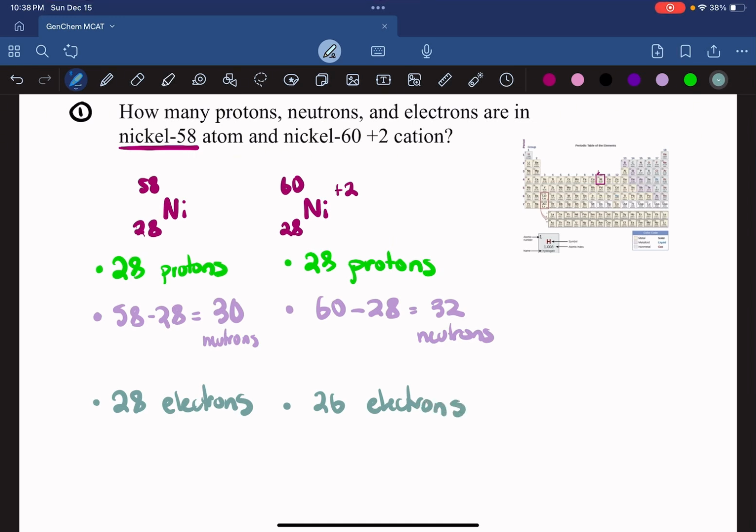And why did I subtract? I subtracted because there is a positive charge. And remember, electrons are negatively charged. So when you're making an atom more positive, you're losing some of its negativity, right? And what causes that atom to be negative? It's electrons. So you're losing electrons. So nickel-60 with a +2 charge has 2 fewer electrons. And so we subtract 28 minus 2 to determine the number of electrons. And in this case, we have 26 electrons.